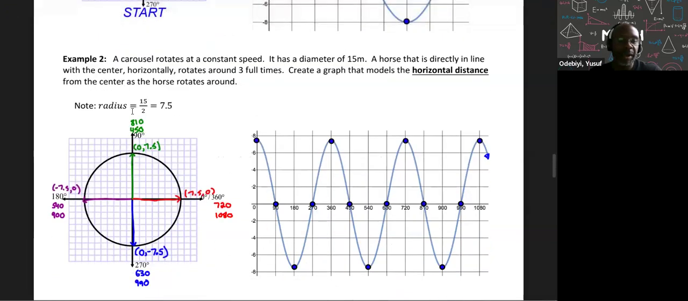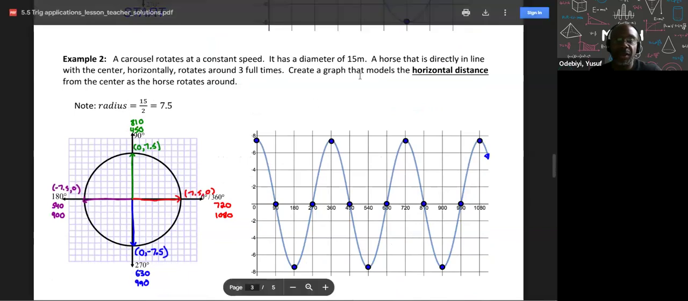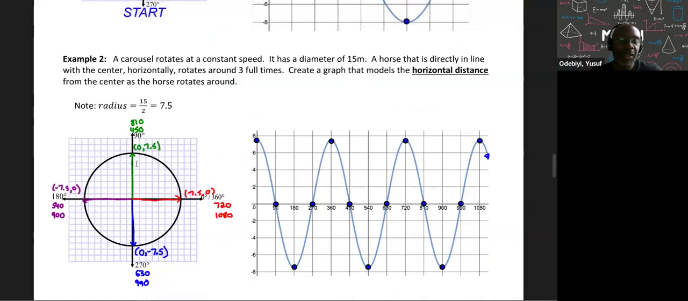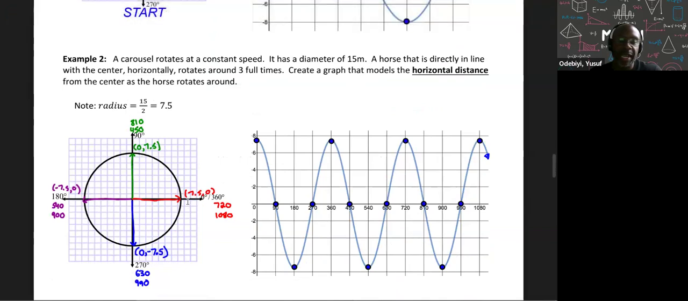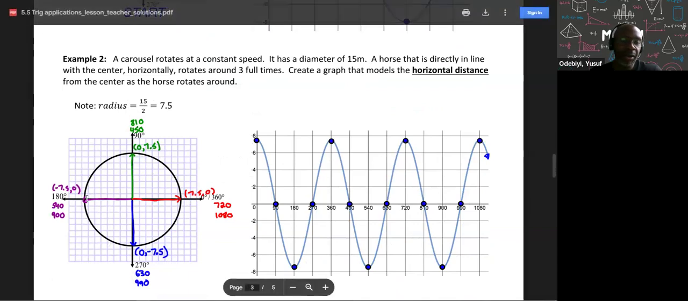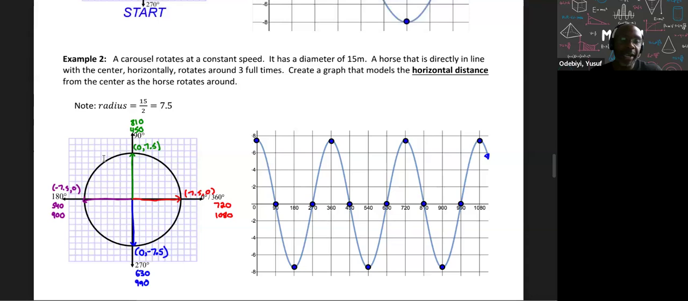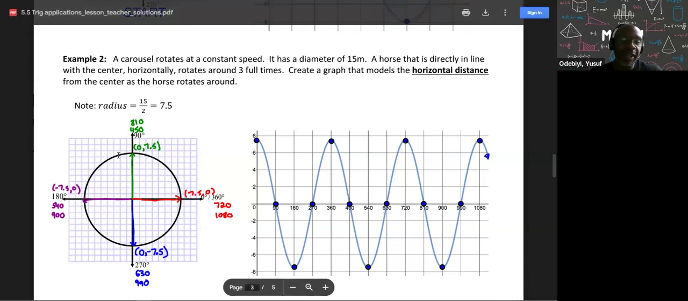My diameter is 15, so my radius is 7.5. If I draw my circle, each of my coordinates is going to be at 7.5. So I have x at 7.5, y is 0, and so on. I go around the circle, and wherever I would have 1 in my unit circle, I'm going to have 7.5.